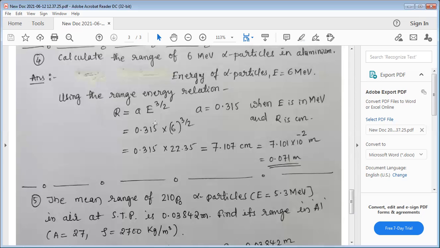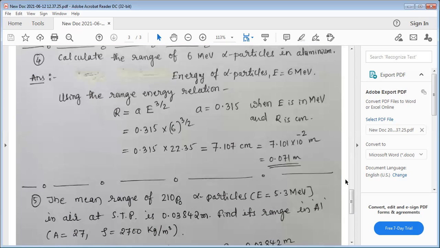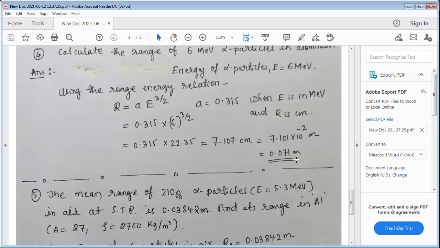So this quantity is there, and you substitute the value of the energy directly. E is equal to 6 raised to 3 by 2, and simplify. This gives out to be 7.107 centimeter, or this will be equal to 7.101 into 10 power minus 2 meter. So we can write it in this way. So this is the range of the alpha particle.